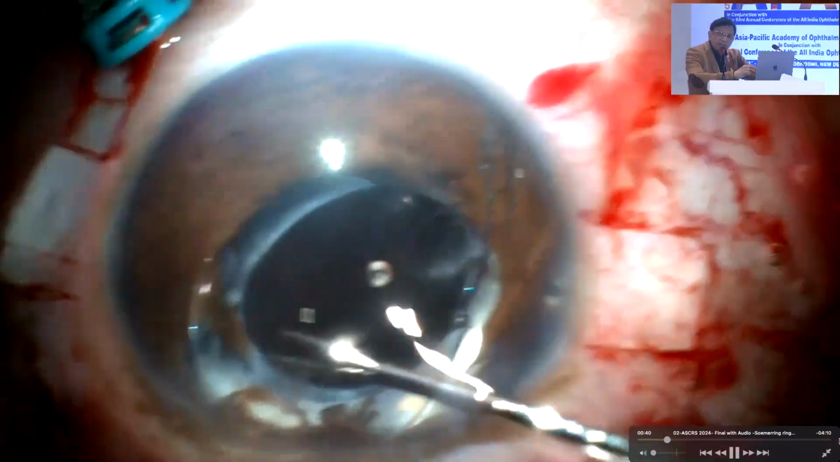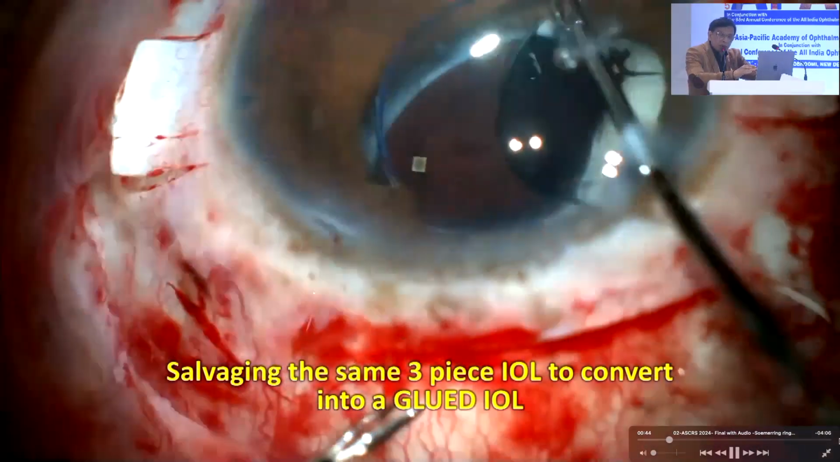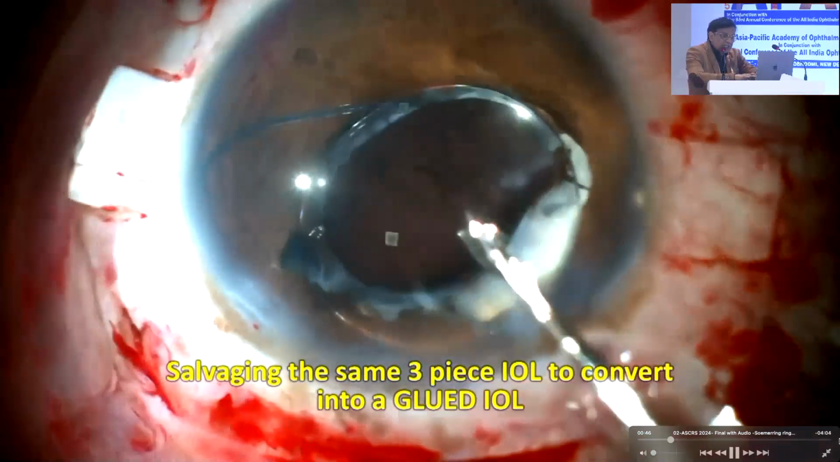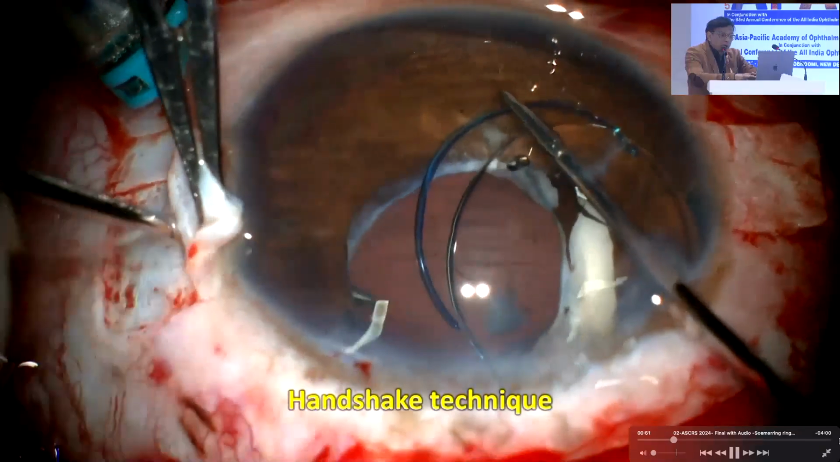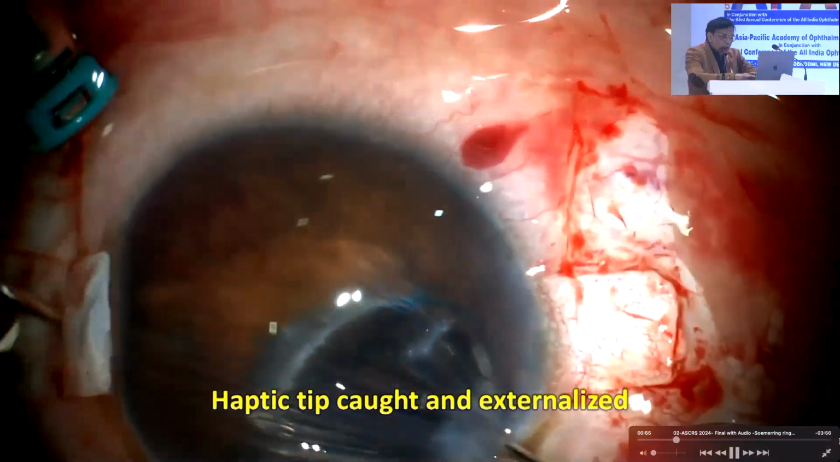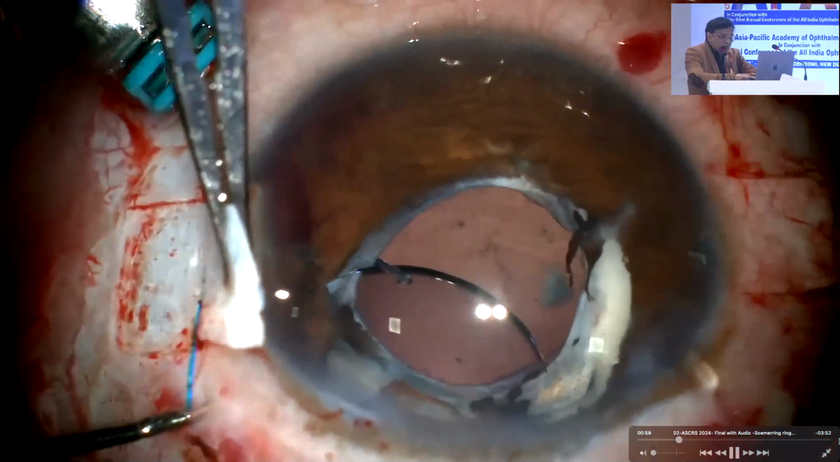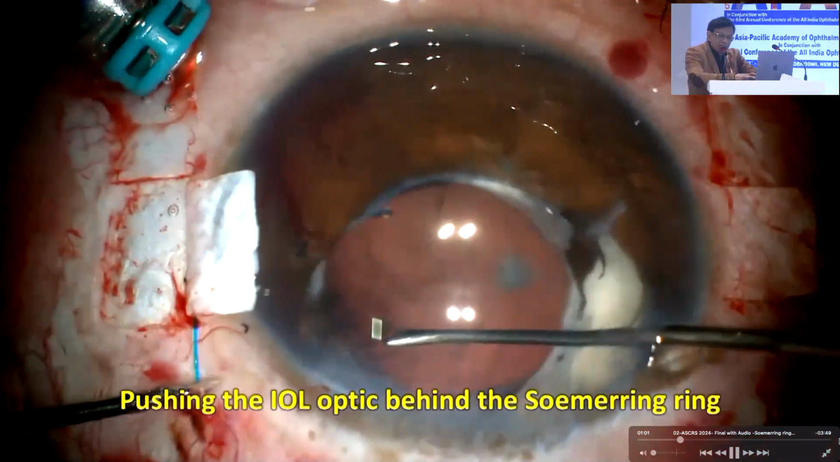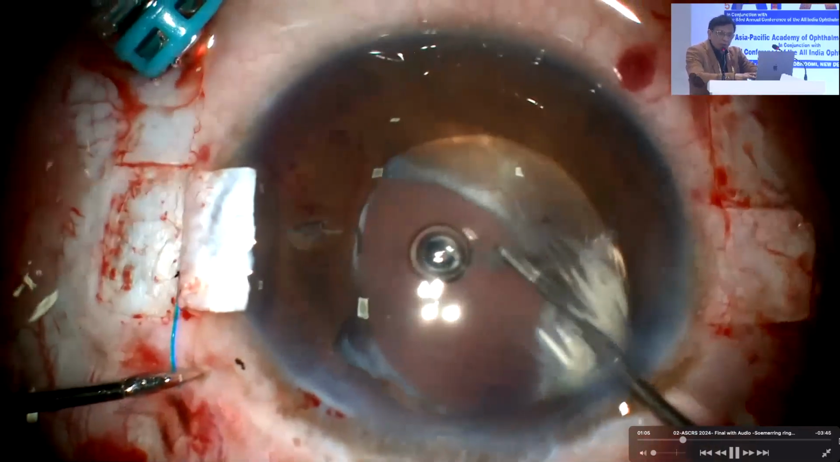Now my game plan is very simple. I need to create a scaffold. If I create a scaffold, then I can remove the Soemmering ring, because the ring will not fall down. So now look what I'm doing. I'm doing a handshake technique, and I'm bringing that IOL from above the iris to behind the iris. So you see, one haptic is out. Now I'm going to do the second haptic.